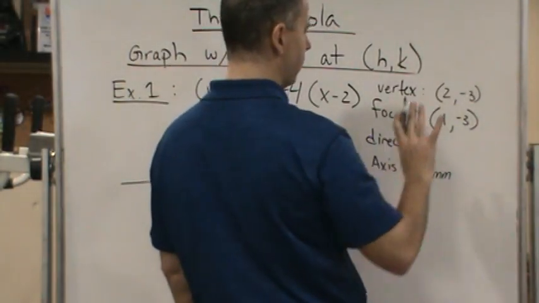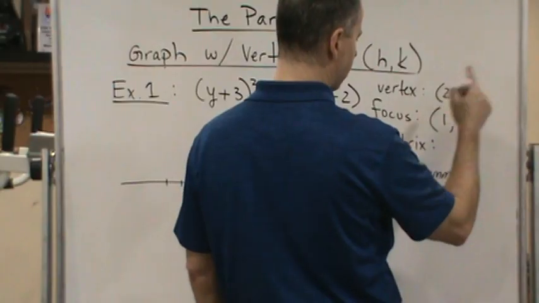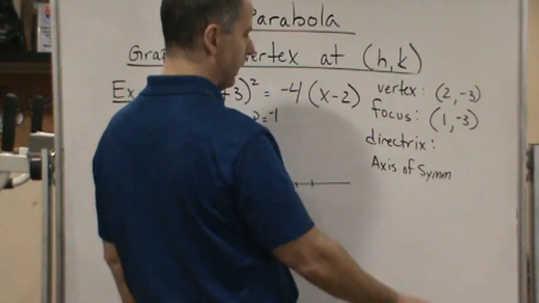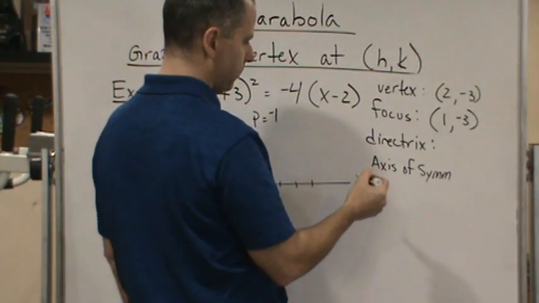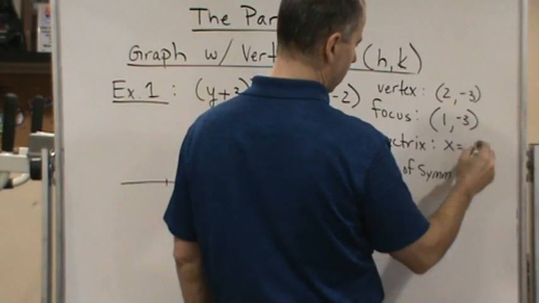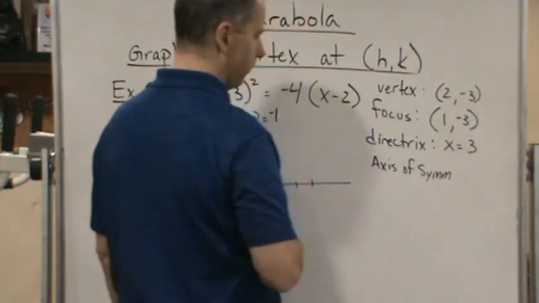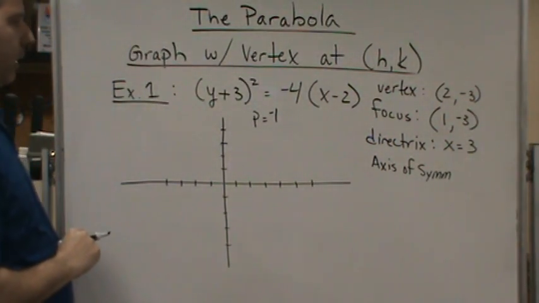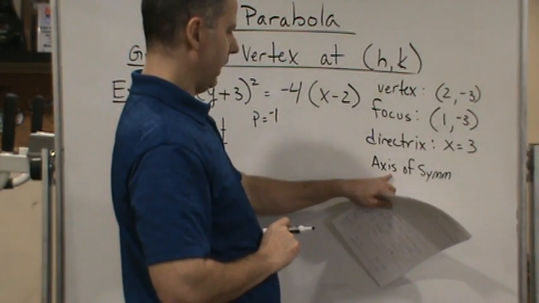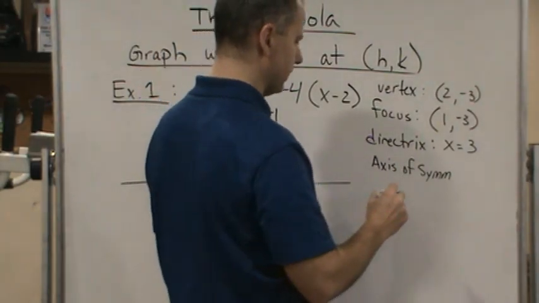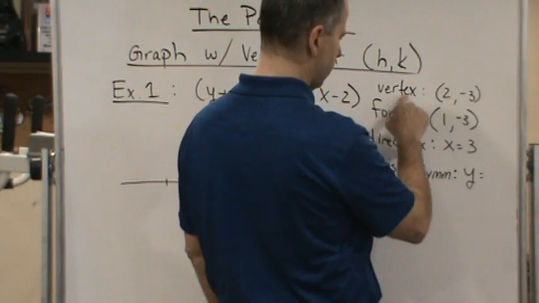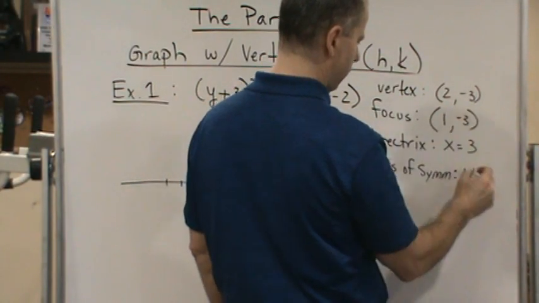Now, where is the directrix? The directrix is 1 unit to the right of the vertex, which is going to be at 3. The directrix is going to be perpendicular to the axis of symmetry, and so it's going to be an x. So it's going to be x equals 3. And remember, the axis of symmetry goes through the vertex, and it's perpendicular to the directrix, which means it's going to be y equals -3.